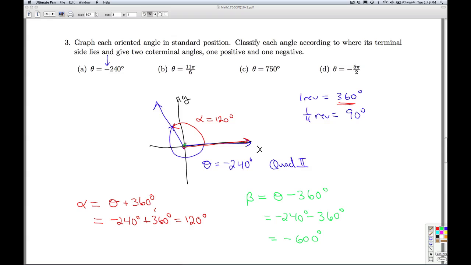If we wanted to plot beta in standard position, I would start here, like so. And the negative, once again, means I'm rotating clockwise. Since that's more than 360 degrees, beta goes around one complete revolution to account for the negative 360 degrees, and then another 240 degrees clockwise to get me there. So that's beta is negative 600 degrees. All right, so that's how they all fit together, and that'll do it for part A.